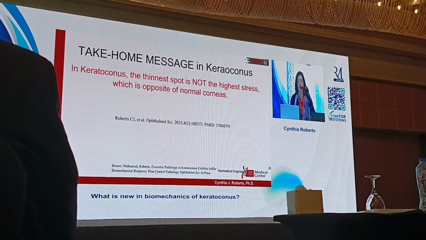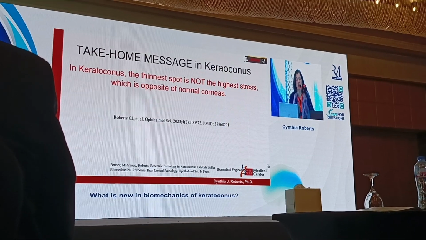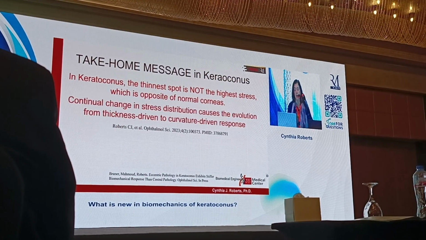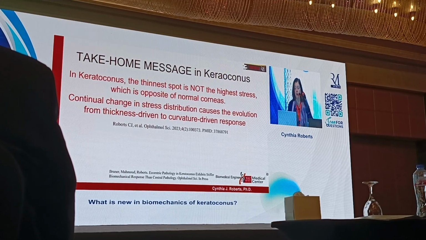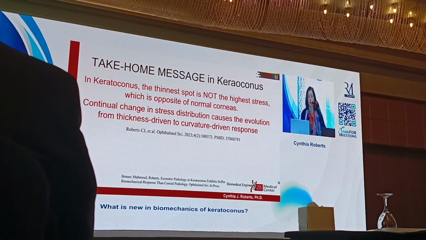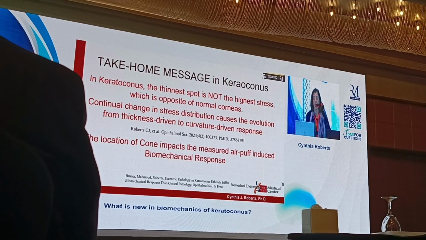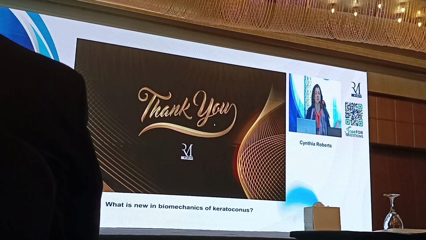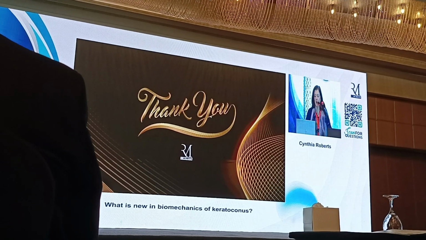So the take-home message, in keratoconus, thinnest spot is not highest stress. Continual change in the stress distribution causes the evolution from thickness to curvature driven, and the location of the cone impacts the measurement that you're going to make with a biomechanical device.